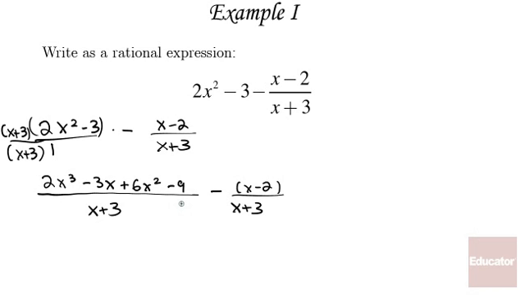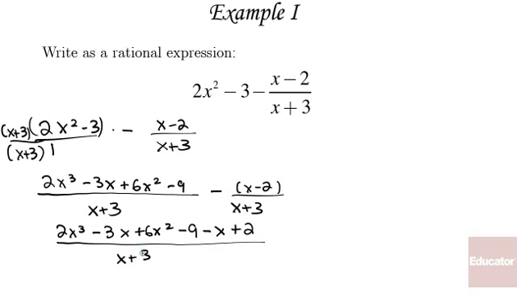Now I can subtract because I have a common denominator. So subtracting, that's 2x to the third minus 3x plus 6x squared minus 9, minus x minus 2, but it's negative. So that's negative x, and a negative and a negative is plus 2, all over x plus 3. All that's left to do is simplify the numerator. So I have 2x cubed. For my x squared term, I have 6x squared.